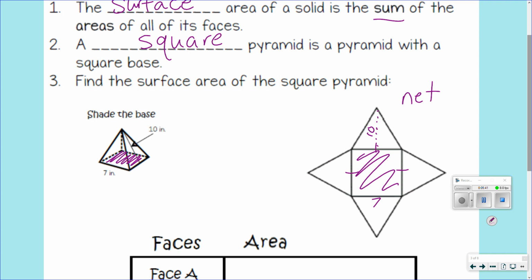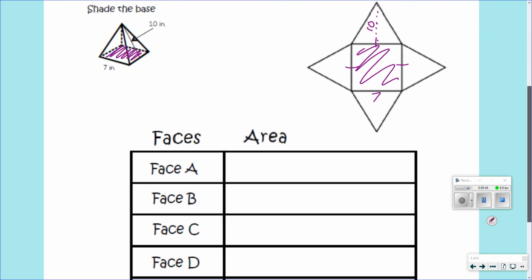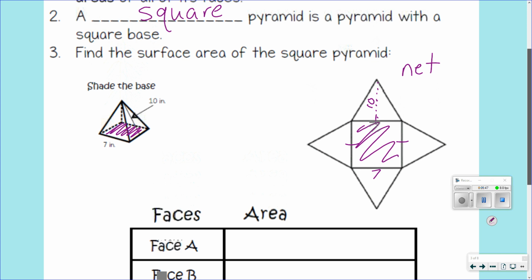Okay, so yesterday we talked about this chart down here. You're welcome to use the chart, or you can do it on the paper, on the shape itself, whatever you'd rather do. Okay, it's up to you.